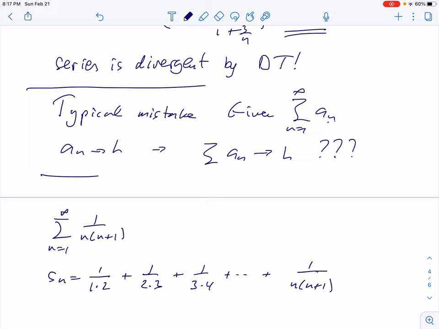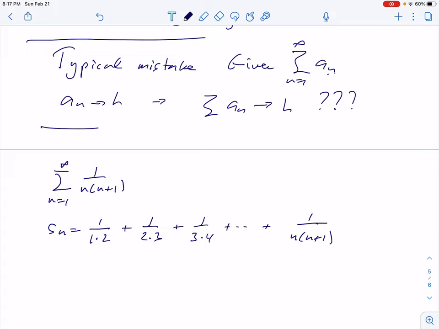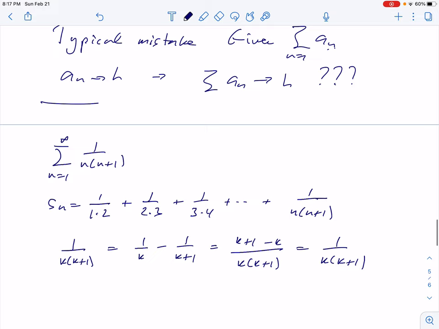Now, we can decompose each of these terms. If you have 1 over k times (k plus 1), you can break it into simple partial fractions this way: 1 over k minus 1 over (k plus 1). To verify this, you just need to write a common denominator. The first fraction you multiply by k plus 1, the second by k, so it becomes (k plus 1 minus k) over k times (k plus 1), so this is obviously what we started from. So we have this decomposition. Let's apply it for each of the above terms.